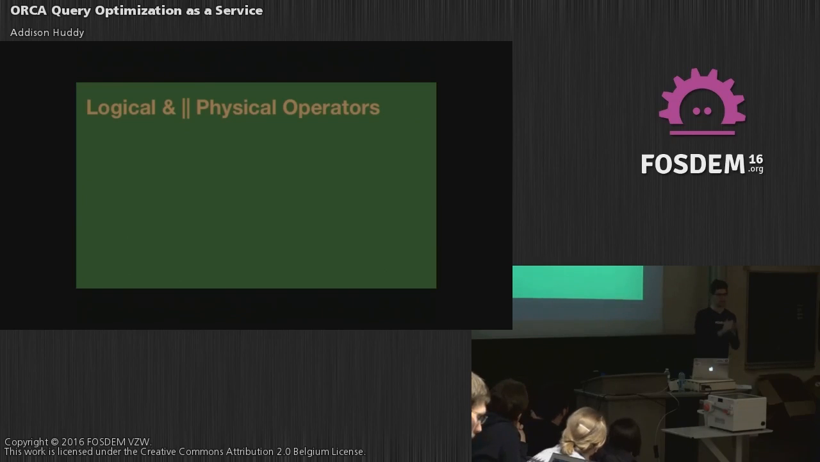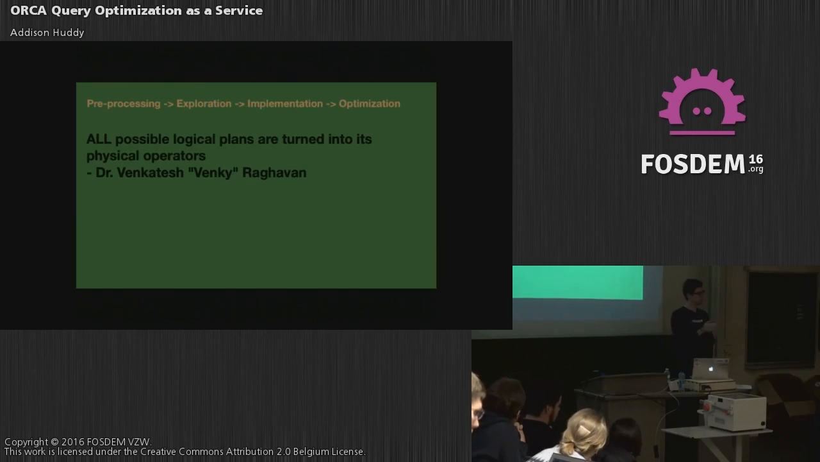So a lot of databases, what they'll do is they'll go through a couple steps where they'll do pre-processing of the logical representation of the query plan. Then they'll just take one logical query plan and turn it into its physical implementation. So we'll do a couple transformations, pick one, and then do the physical operations, and then it'll be the best cost out of that grouping. Orca does something different.